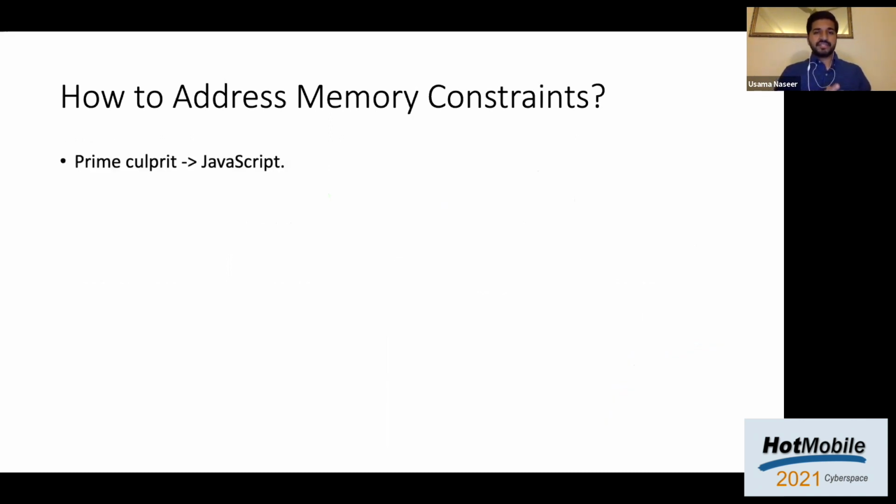Now, one thing that's common across our measurements and the analysis of optimization is that JavaScript is the prime culprit. Optimizations that play around with JavaScript, either by limiting their execution or by offloading their execution to some other place like a proxy, do have significant memory savings.